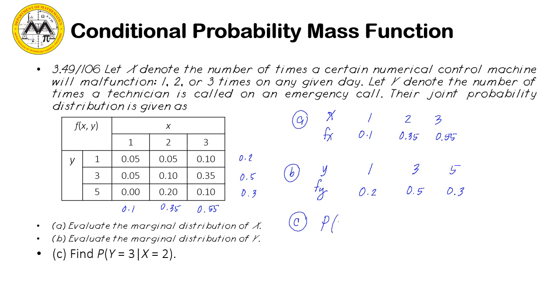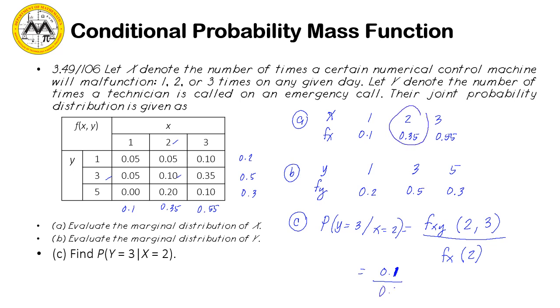So for the probability of y equal to 3, given that x is equal to 2, this is f sub xy of x is 2, y is 3, all over f sub x of 2. When x is 2, y is 3, so that is 0.1 over f sub x of 2, 0.35. So this would be equal to 2 over 7.